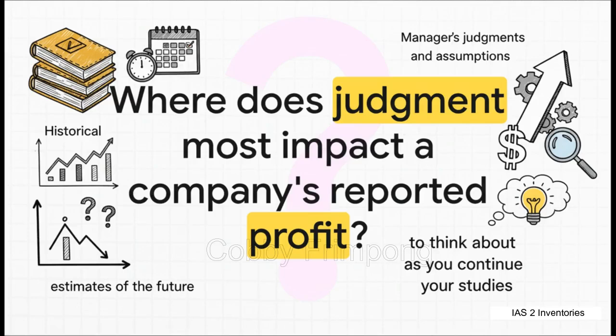That leaves us with a really big and, honestly, a really important question to think about as you move forward. The cost part of our rule is mostly based on historical facts, what you paid, but NRV, that's all about making estimates of the future. So think about it. Where in this whole process does a manager's judgment and assumptions have the biggest power to affect the company's reported profits and its financial health? Definitely something to think about.